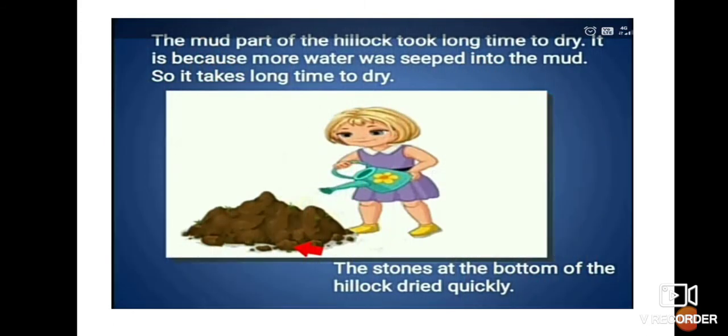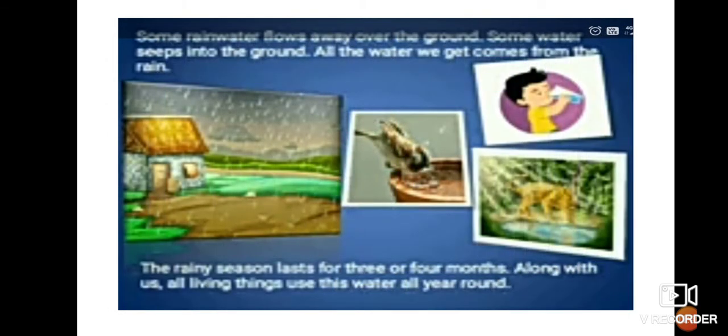And why did the hillock dry when we stopped pouring water? The mud part of the hillock took a long time to dry. It is because more water had seeped into the mud. So it takes a long time to dry, and the stones at the bottom of the hillock dried quickly. You will realize that some rainwater flows away over the ground. Some water seeps into the ground.